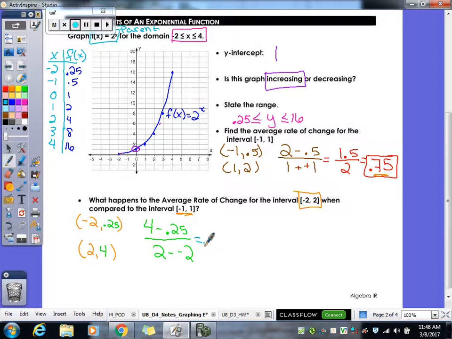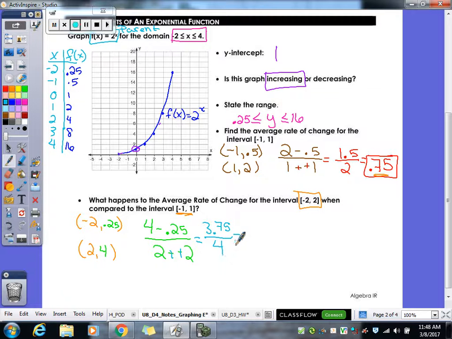So let's subtract. 4 minus 0.25 gives us what? 3.75. Very good. What would our bottom be? 4, because you minus a negative means you're adding it. So now we got to figure out what is 3.75 divided by 4. You got it, Athena? 0.9375.